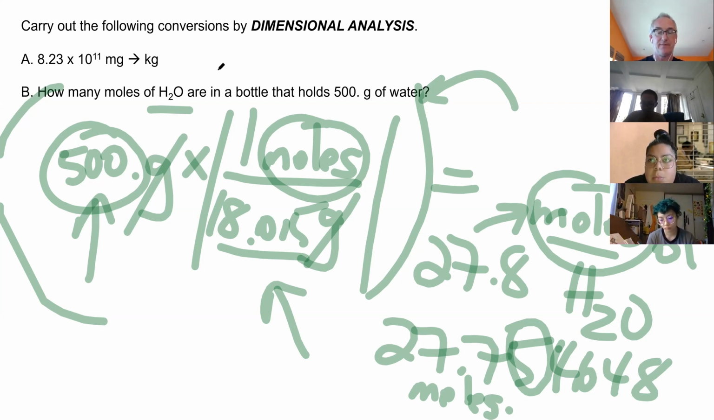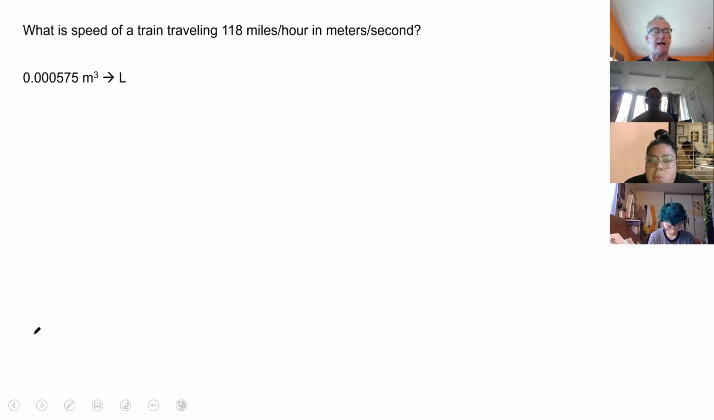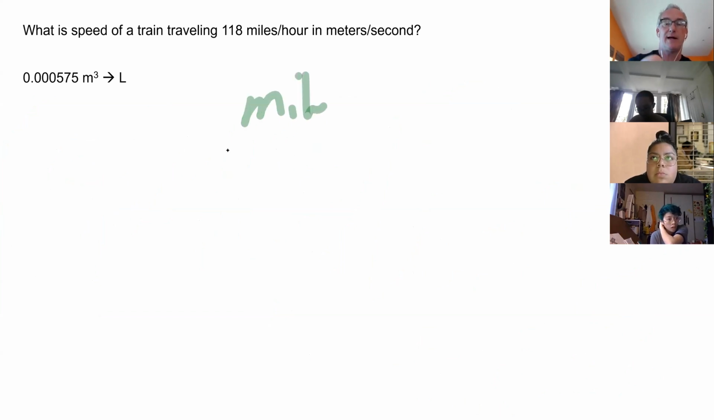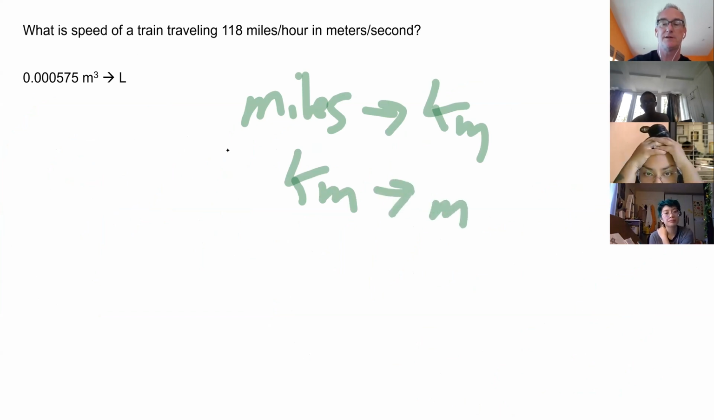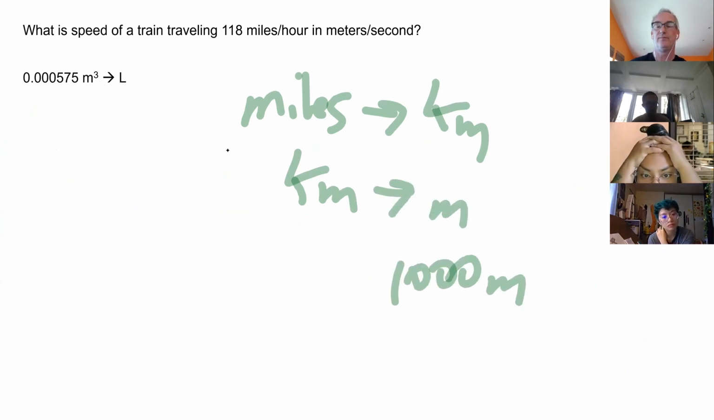But yeah, so I'm going to let you guys do these two. One bit of information you're going to need is to convert miles to meters. You can just look up how many meters are in a mile, or you could look up how many kilometers there are in a mile, convert miles to kilometers, and then convert kilometers to meters. There are 1,000 meters in a kilometer.